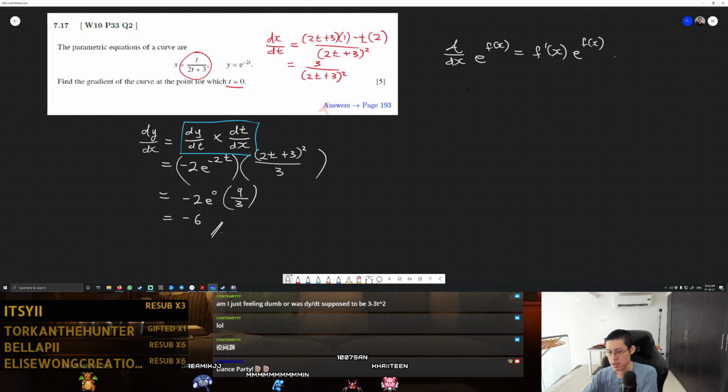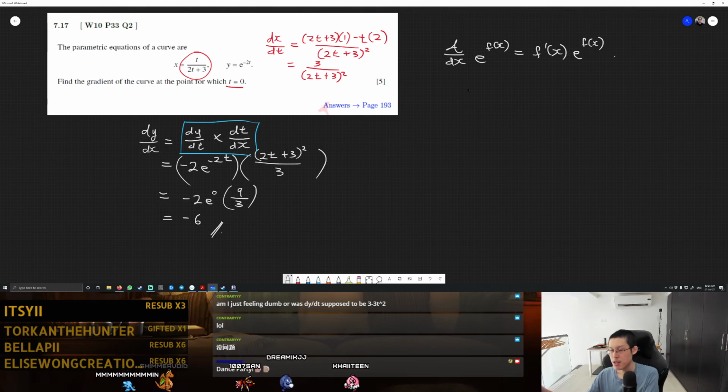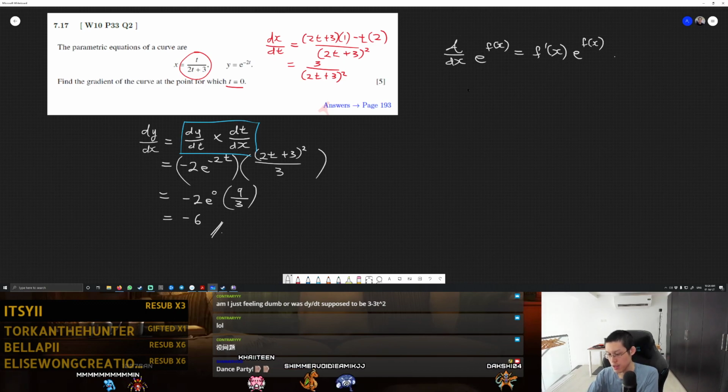It used to be vectors as well, but they have actually changed the syllabus and moved most of it to further math. So if you're not taking further math, this is as difficult as it gets for vectors, which is, well, very easy because you don't deal with 3D vectors anymore. Dance party.